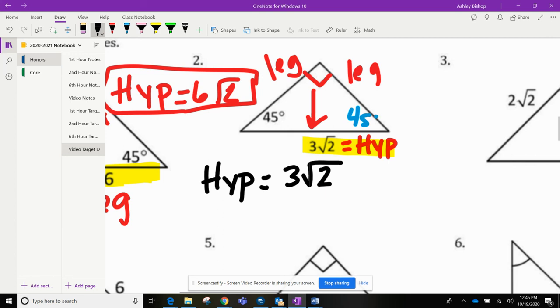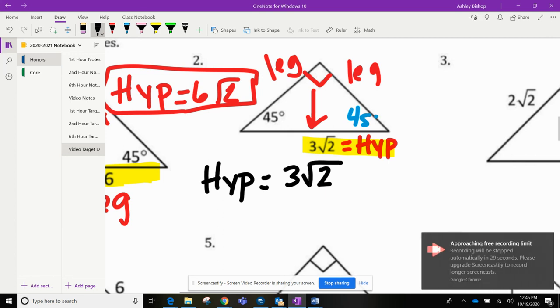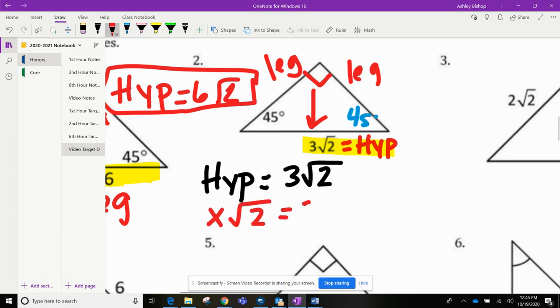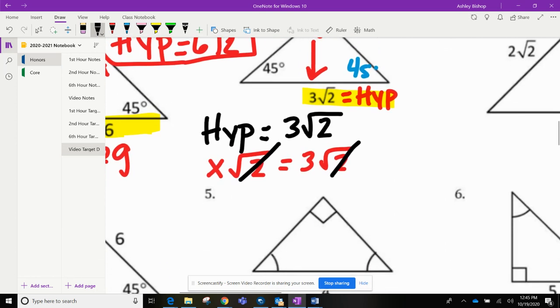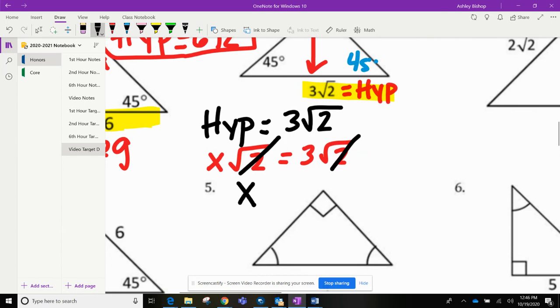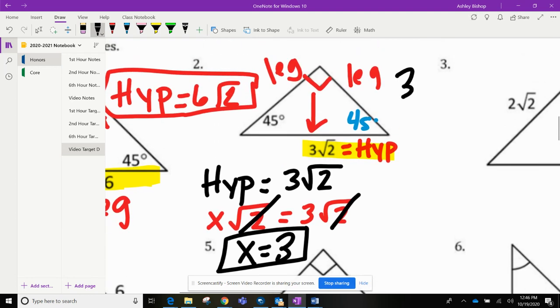Then every single time you're going to go replace the word hypotenuse with the rule. The rule for the hypotenuse is that it's whatever x is times the square root of 2. And that's equal to 3 times the square root of 2. So the rule for the hypotenuse was x times the square root of 2. If you have a square root of 2 on both sides of the equal sign, they cancel. So you are left with x equals 3. And so my legs are both equal to 3. And that's my answer.